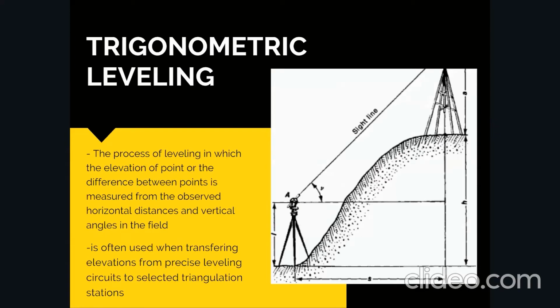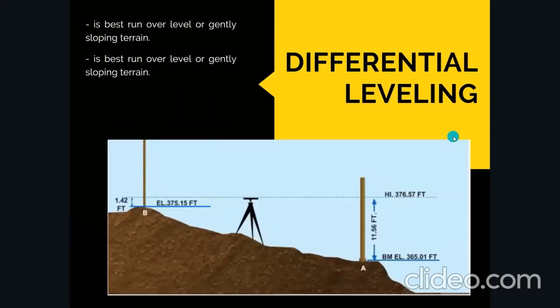So next is the trigonometric leveling. The process of leveling in which the elevation of a point or the difference between points is measured from the observed horizontal distances and vertical angles in the field. It is often used when transferring elevations from precise leveling circuits to selected triangulation stations.